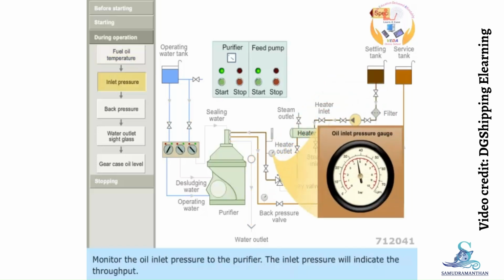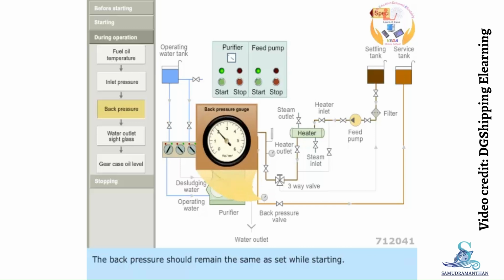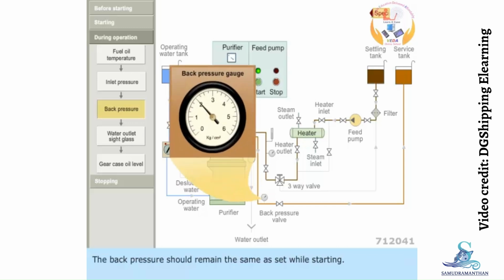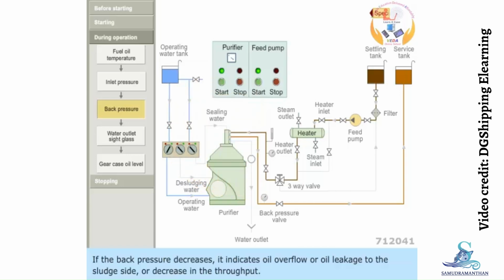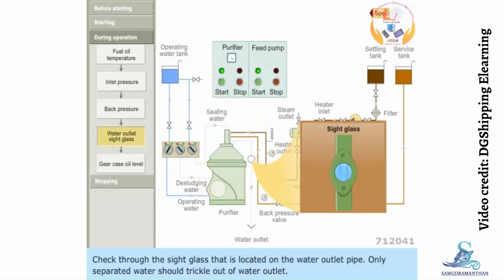Monitor the oil inlet pressure to the purifier. The inlet pressure will indicate the throughput. Decrease in the set inlet pressure indicates that the feed pump filters are dirty. The back pressure should remain the same as set while starting. If the back pressure decreases, it indicates oil overflow or oil leakage to the sludge side or decrease in the throughput. Check through the side glass that is located on the water outlet pipe.